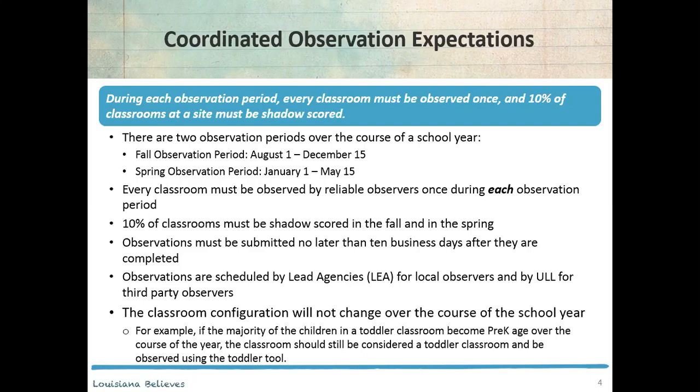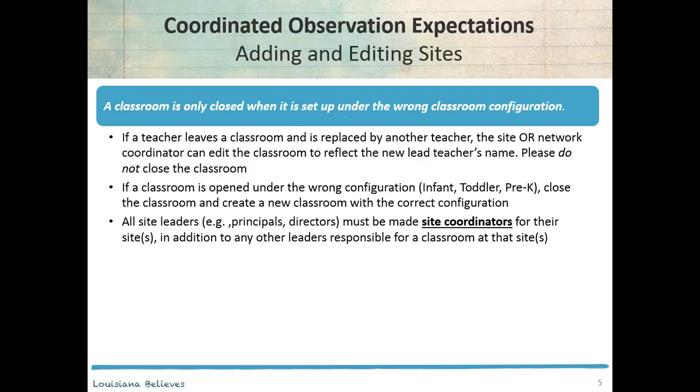What we mean by that is that if the majority of children in a classroom are toddlers, and over the course of a year they become pre-K age, the classroom would still be considered a toddler classroom for that year and should be observed using the toddler tool. So, a classroom should only ever be closed when it is set up under the wrong classroom configuration.